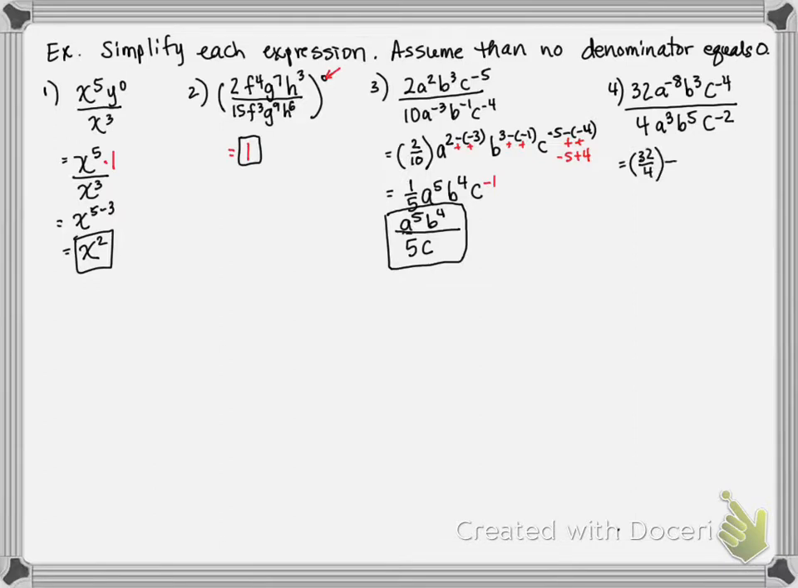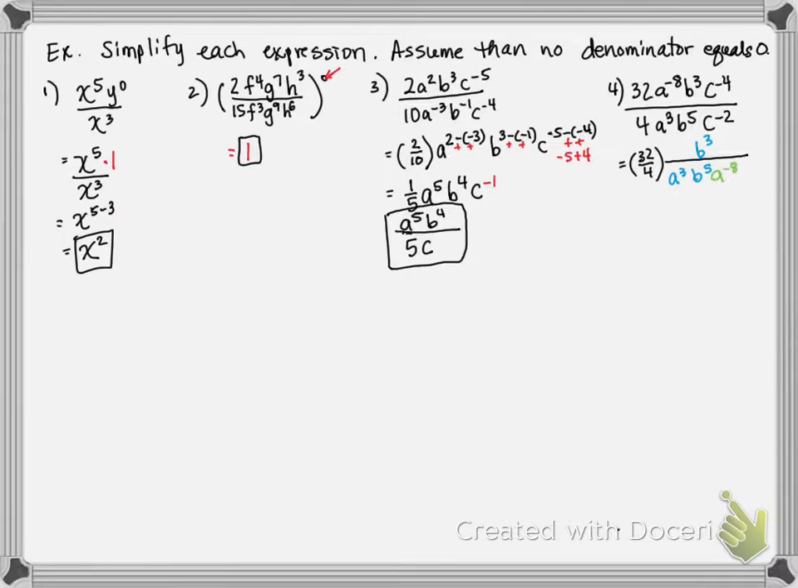But what I'm going to do from here on out with the variables is, if they're positive, they stay where they're at. So I see a couple of positives: b cubed in the numerator, and a cubed, b to the 5th in the denominator. Those are happy where they're at. But then I have an a to the negative 8th in the numerator, which means it would go in the denominator.